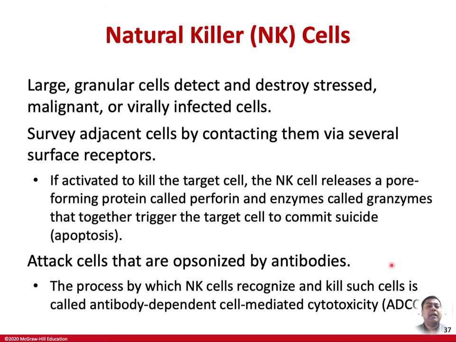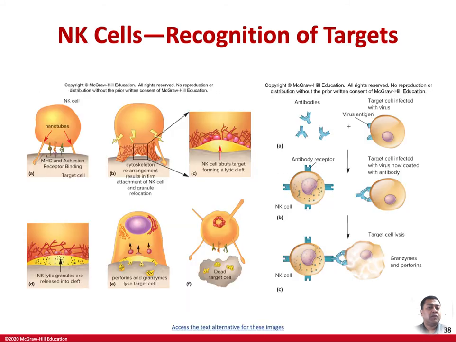And also they will attack the cells that are opsonized by antibodies. The process by which the NK cell recognizes and kills such a cell is called antibody-dependent cell-mediated cytotoxicity, or ADCC. So ADCC is a property of the NK cells and a part of the innate immune response, and it is not specific. It could be against any different kind of pathogen. So let's take a look at how NK cells recognize the targets.